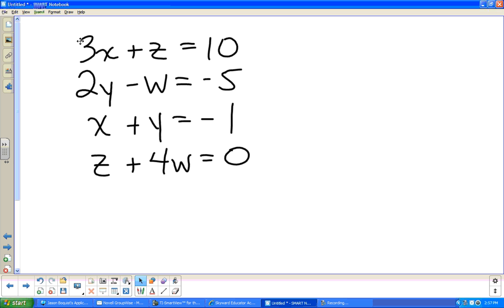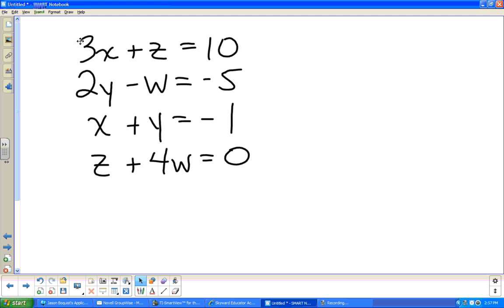So we have an x, we have a y, I see a z, and I see a w. So there is 4 unknowns, 4 variables, and enough equations. I got 4, so we're good. Huh. Well, this seems a little tricky.